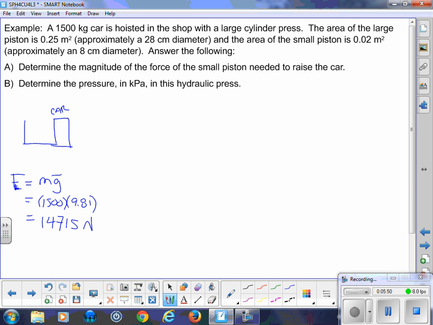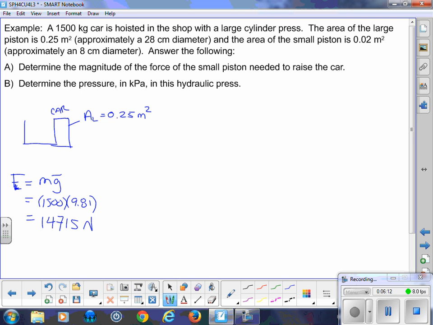Okay, area of the large piston. So area of the large piston is about 0.25 meters squared. So that's a 28 centimeter diameter. So for people that are trying to visualize this, 28 centimeters, it's almost a foot diameter. And that's about par for those types of lifts.